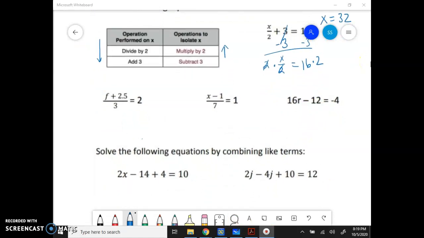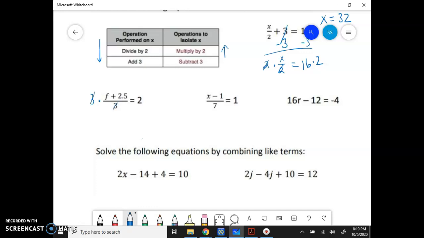We take a look here. We have f plus 2.5 divided by 3. So I have addition and division, and that would be working top to bottom. So how I'm going to solve is by multiplication and subtraction, and I want to go from the bottom up. I'm going to erase that here and solve. The first thing I want to do is multiply. If I multiply by whatever's in the denominator, it will cancel it out.